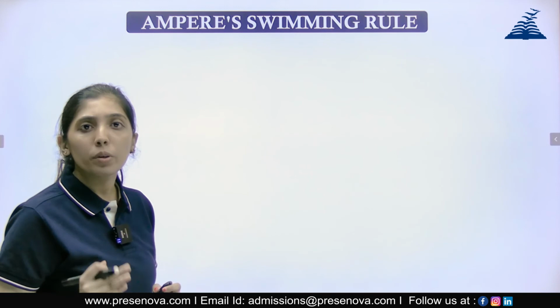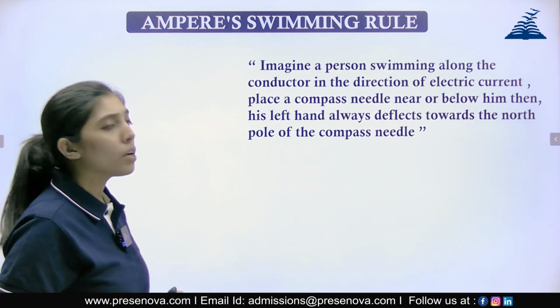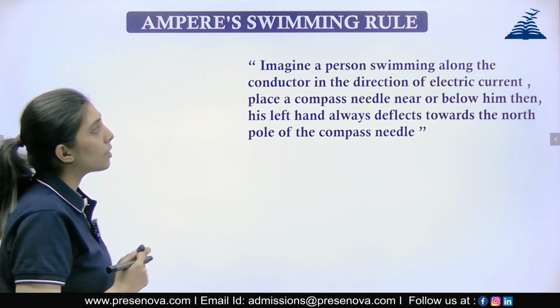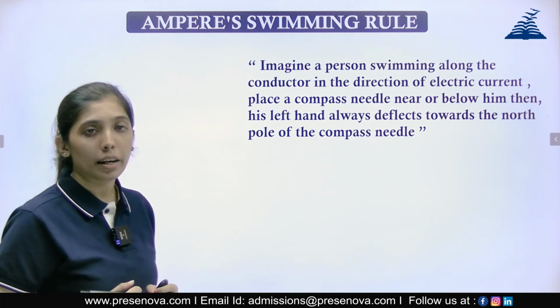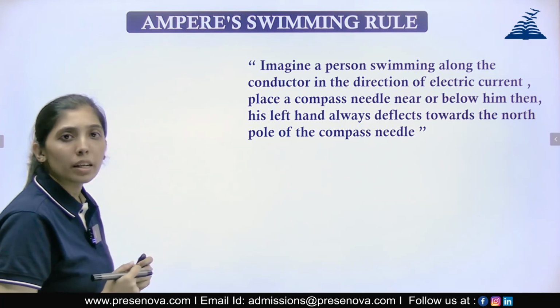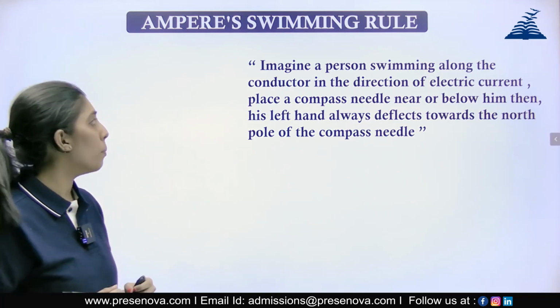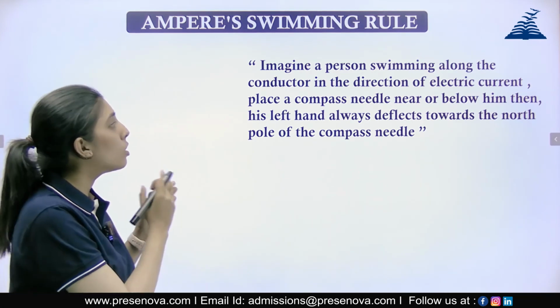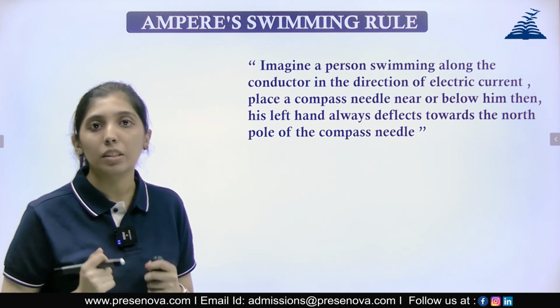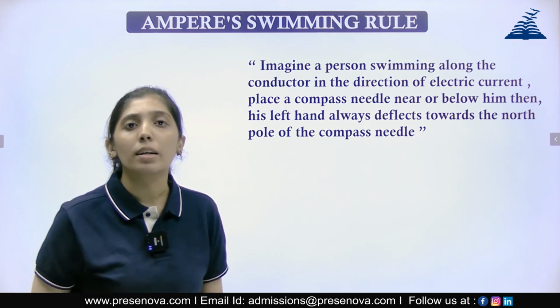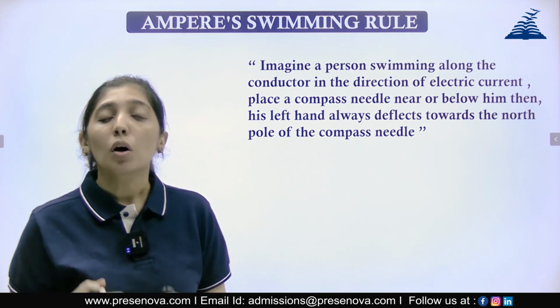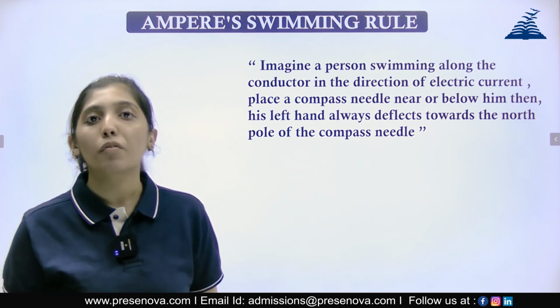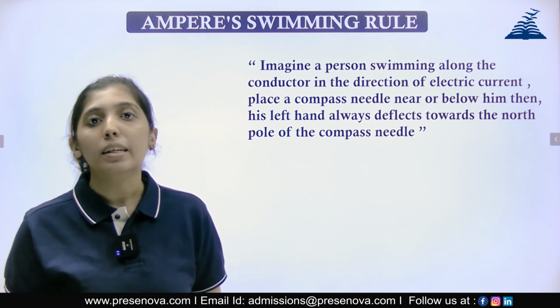That is given by Ampere's swimming rule, which states, imagine a person swimming along a conductor in the direction of the current. Place a compass needle near or below him. His left hand will always deflect towards the north pole of the compass needle, and this is called Ampere's swimming rule, which gives us the direction of deflection of the magnetic compass needle.